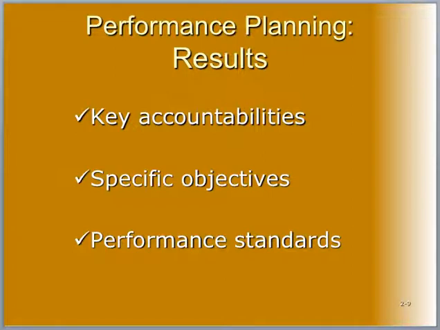So we'll look at key accountabilities. These are broad areas of a job for which the employee is responsible for producing results. These are the more broad objectives, and then you move into the specific objectives. These are statements of specific outcomes, such as producing a certain number of units, selling a certain number of units, or completing something in a defined timetable. These specific objectives are very important, and they are measurable in nature.